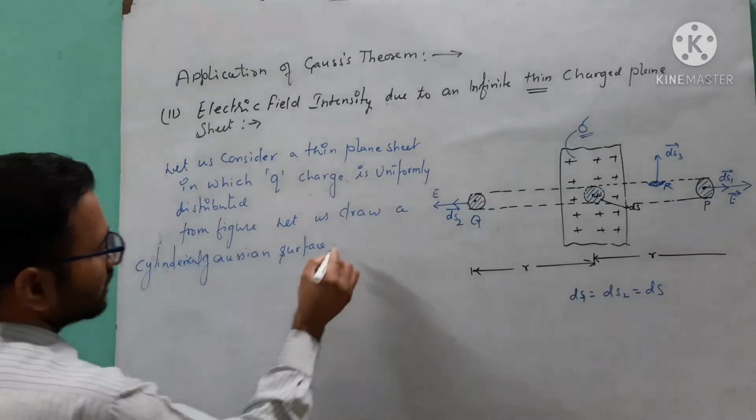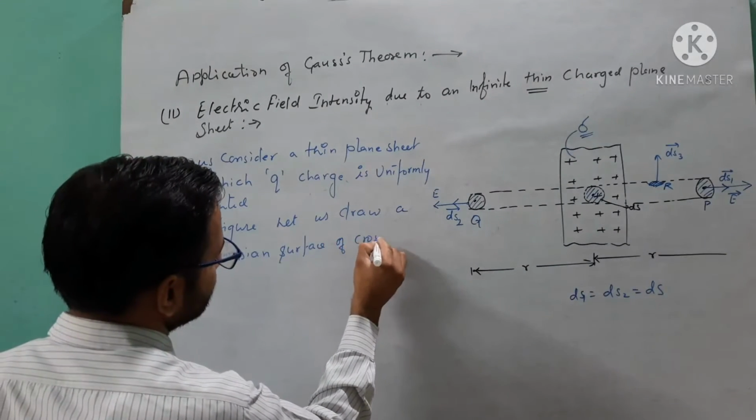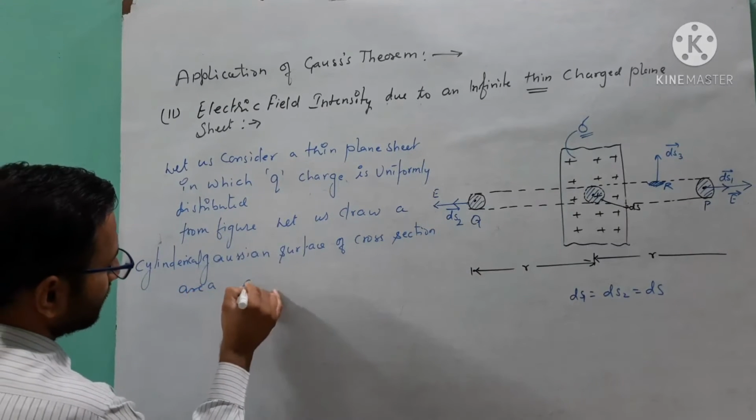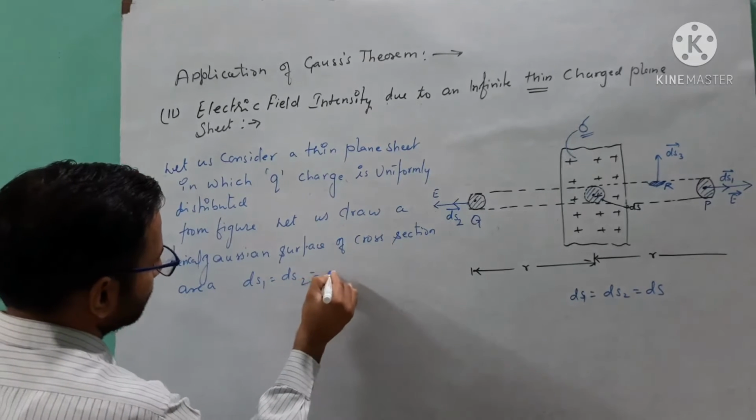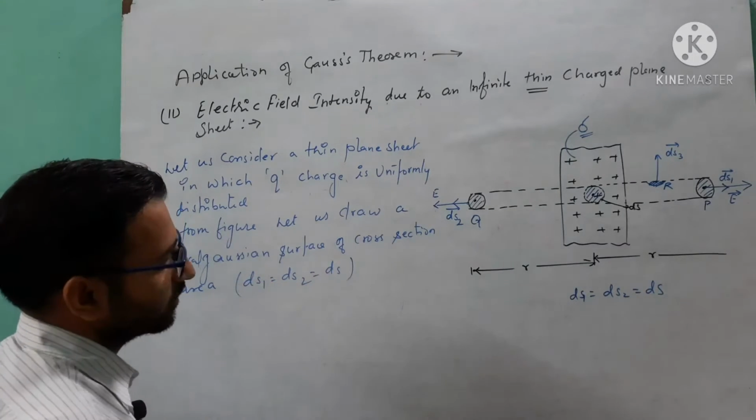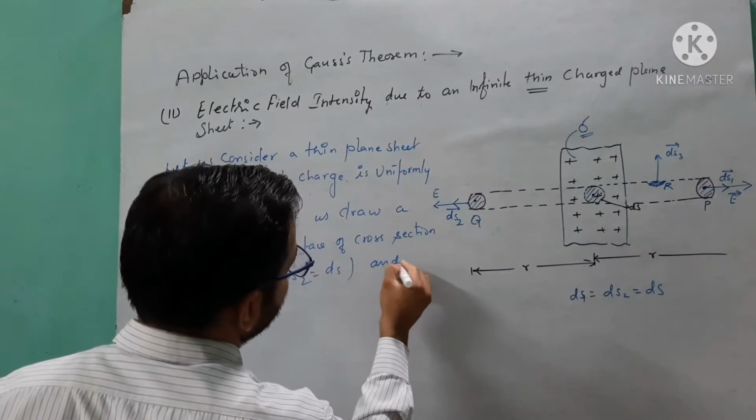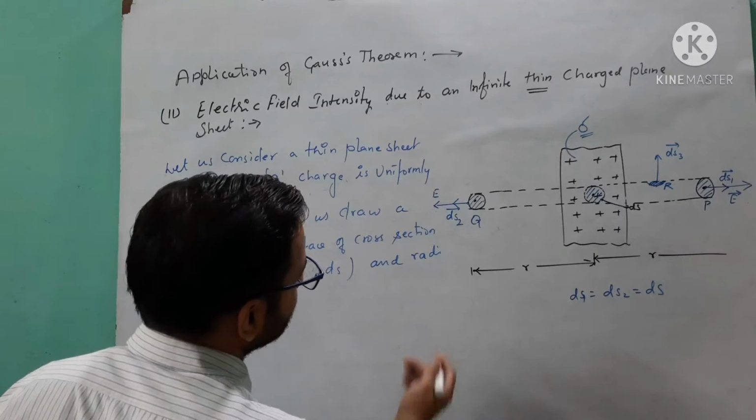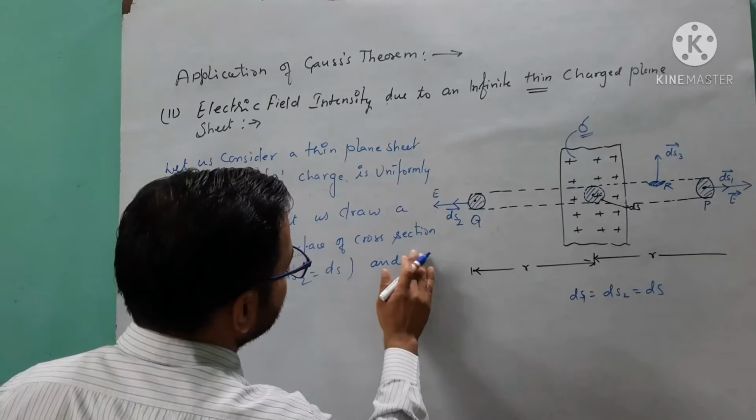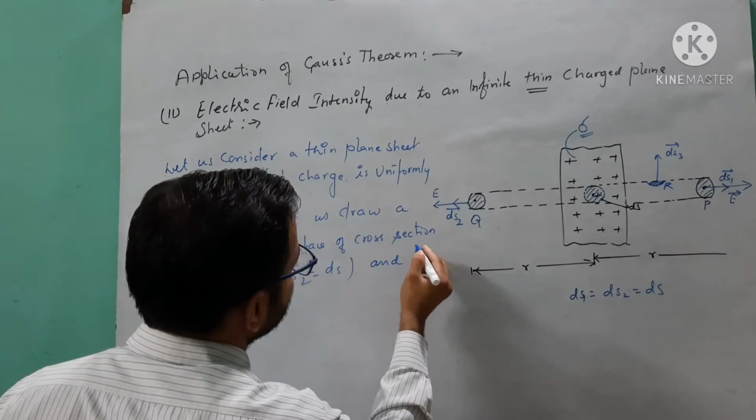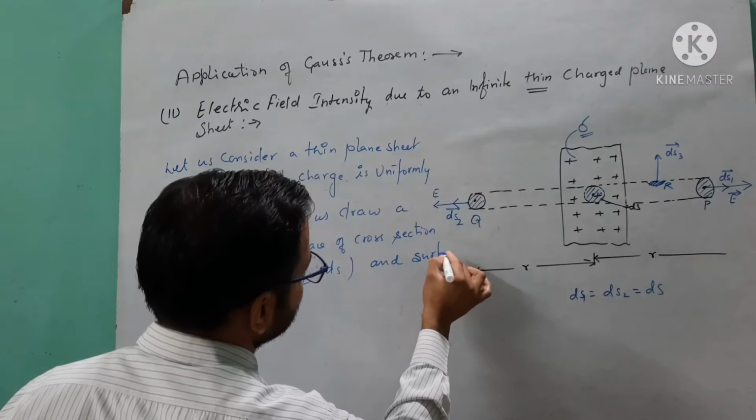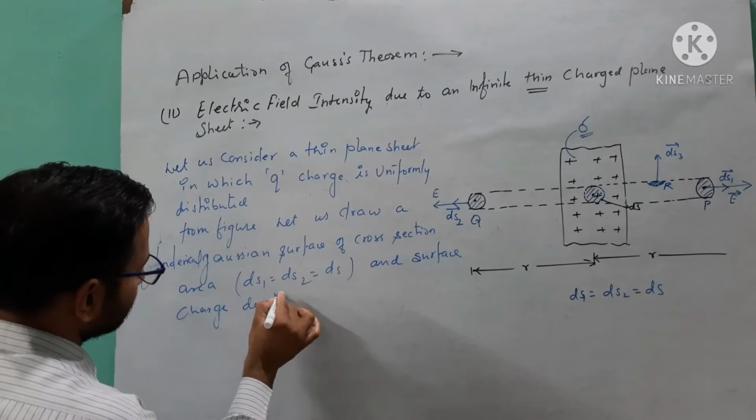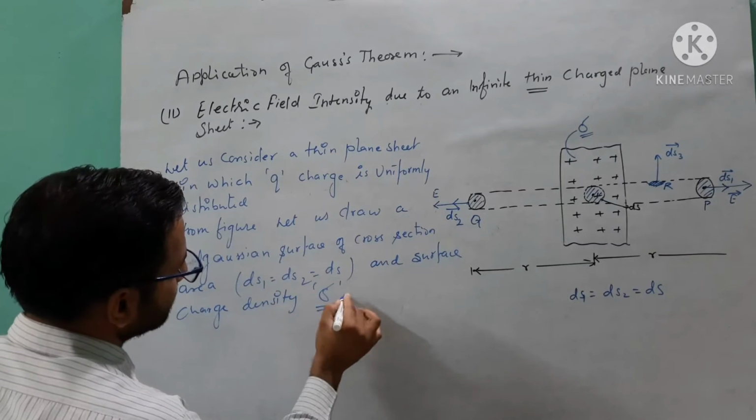Cylindrical Gaussian surface of cross section area ds1, ds2, ds, all are equal, and radius, we have no need, and surface charge density is sigma. Sigma is your surface charge density.